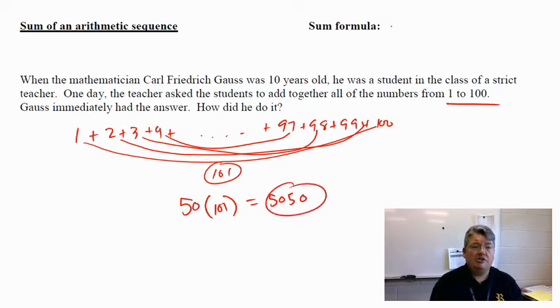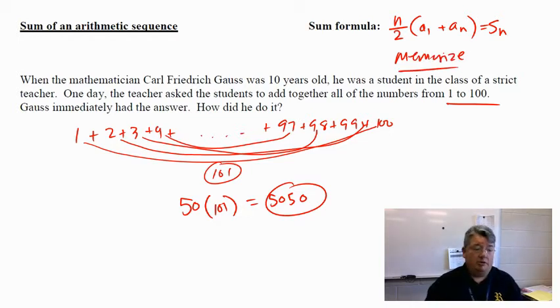This gives us our sum formula. If we take the first term plus the last term and multiply it by the number of terms we're adding together divided by 2, that gives us the number of pairs. That gives us the sum of n terms in an arithmetic sequence. There's a formula to, again, memorize. Tattoo it on your brain, not your arm, because it would be stupid.